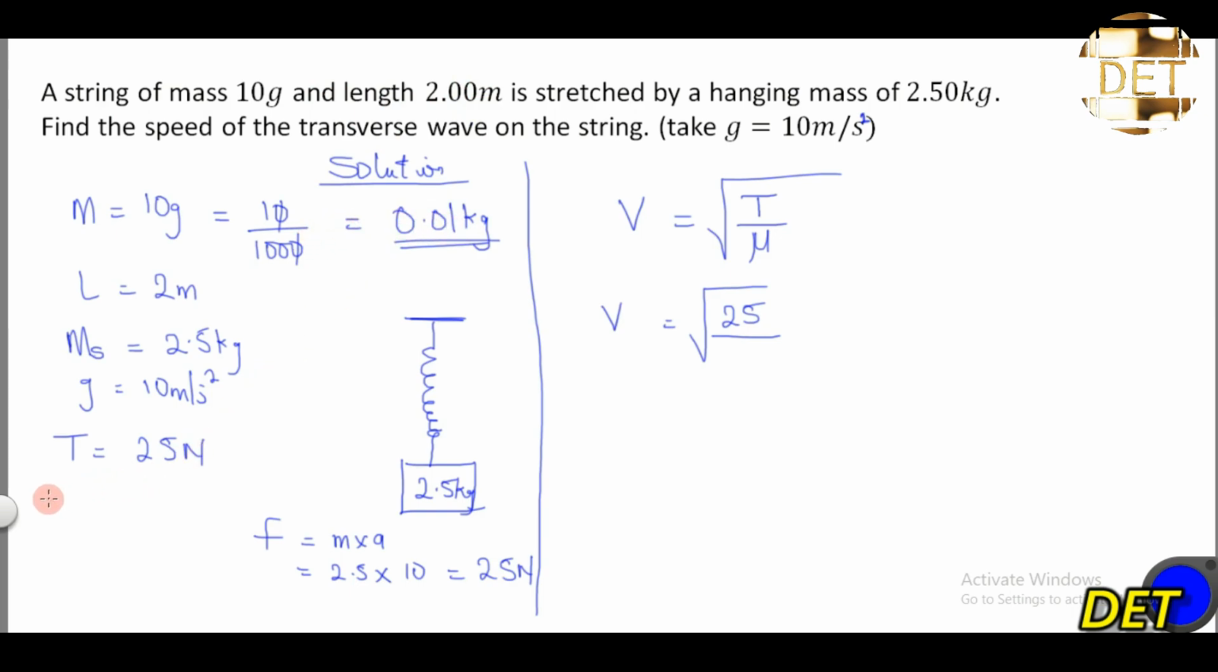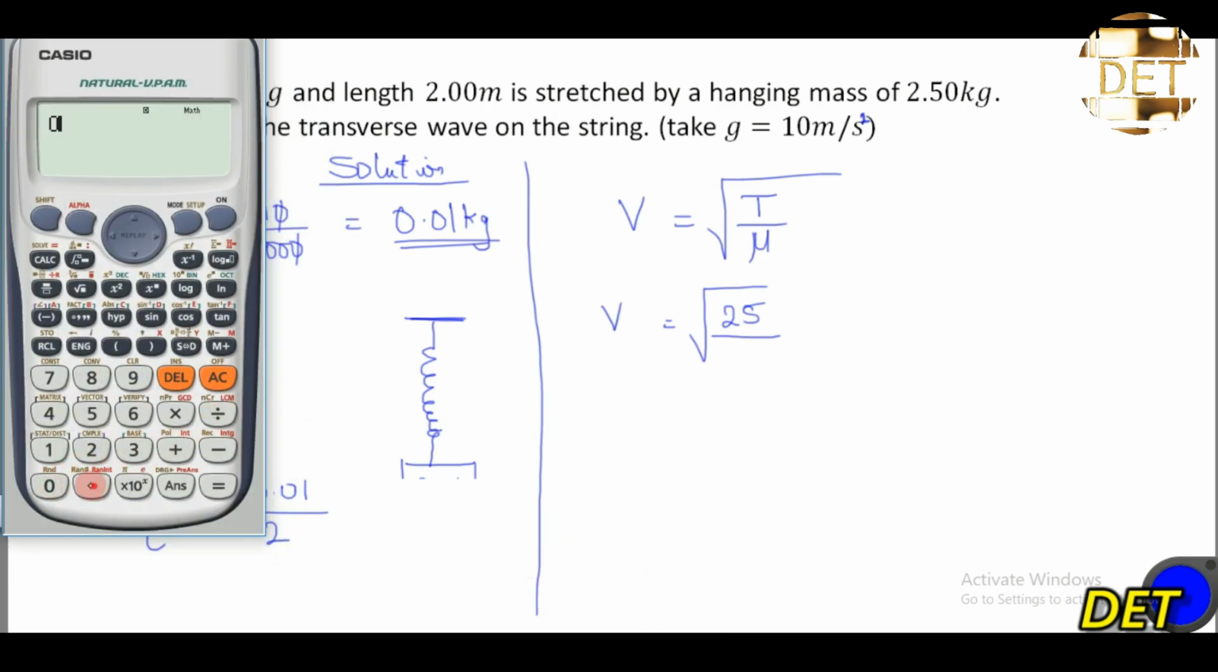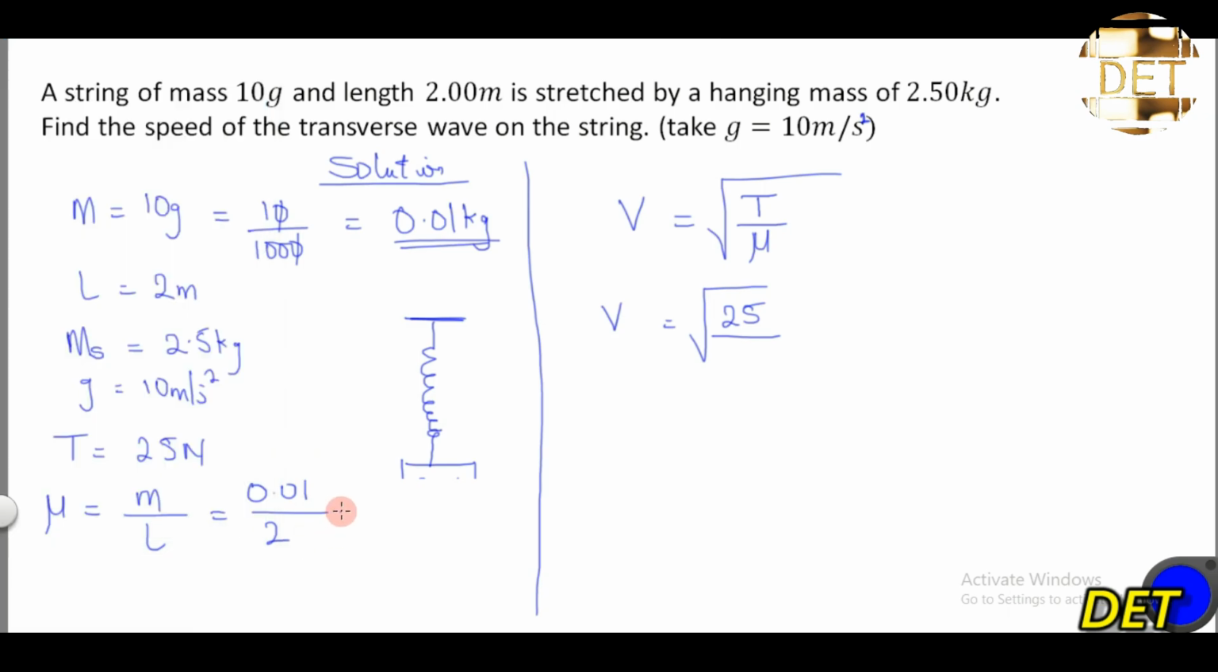We have them there. So linear mass density will be equal to the mass divided by what? The length, L. So the mass is 0.01 divided by the length, which is 2. So 0.01 divided by 2, what would that give us? That will give us 5 times 10 raised to the power minus 3.